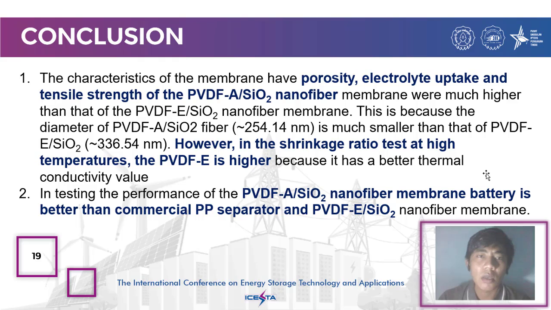Conclusion. The membrane characteristics of porosity, electrolyte uptake, and tensile strength of the PVDF-A SiO2 nanofiber membrane were much higher than those of the PVDF-E SiO2 nanofiber membrane. This is because the diameter of PVDF-A SiO2 fiber is much smaller than PVDF-E SiO2. However, in the shrinkage ratio test at higher temperature, PVDF-E is better because it has a better thermal conductivity value. In testing the performance, the PVDF-A SiO2 nanofiber membrane battery is better than the commercial PP separator and PVDF-E SiO2 nanofiber membrane.